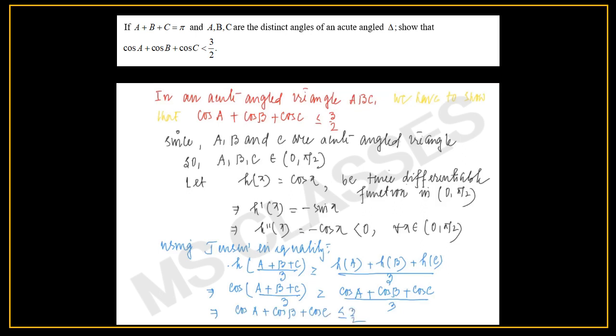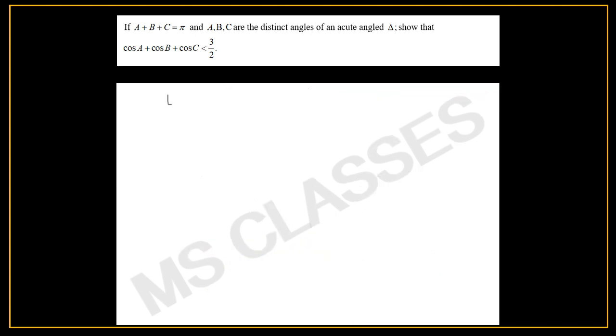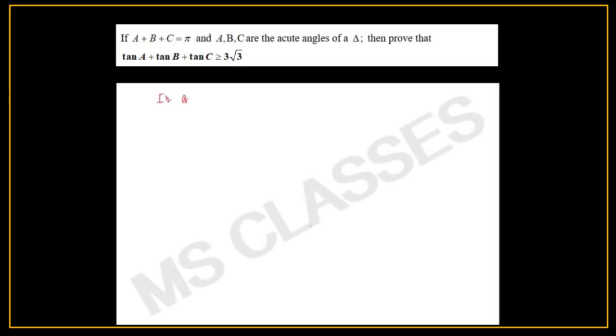And here equality can also hold true because A equal to B equal to C can be equal, and then each can take the value pi by 3. So we conclude here that equality holds true if and only if A equals B equals C equals pi by 3 in an acute angle triangle.